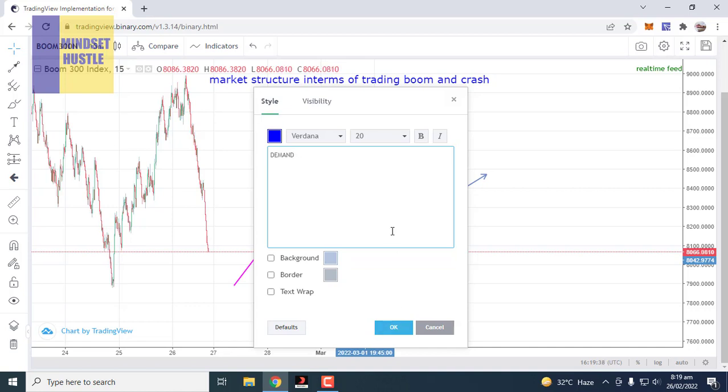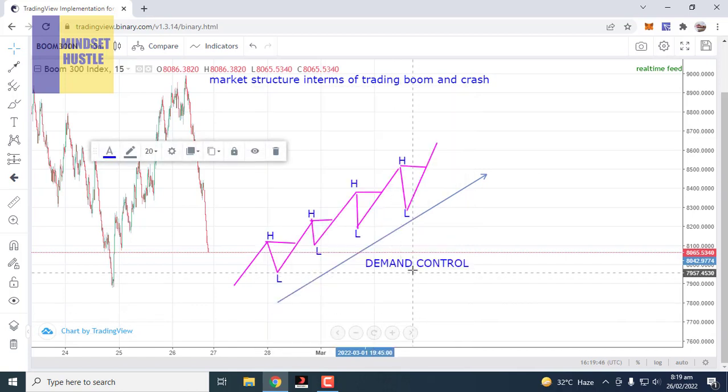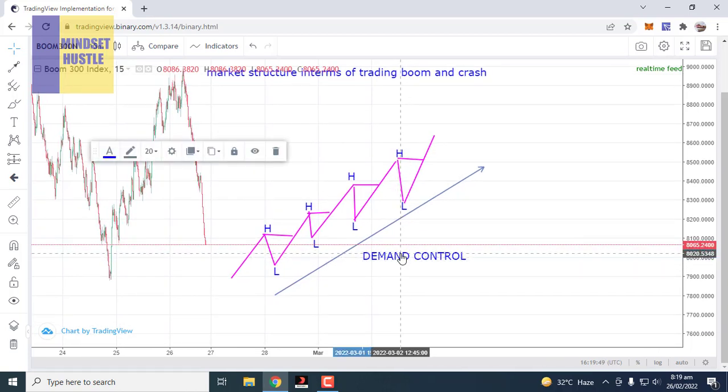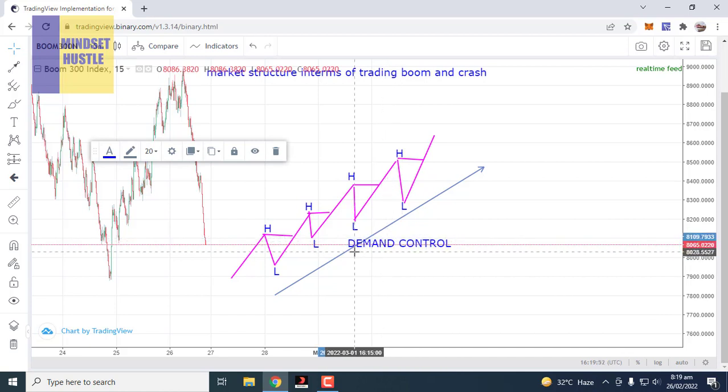So demand is in control anytime the market is in an uptrend. Here we can see that demand is in control, because we are forming a series of highs and lows in the market. Now in a downtrend it is opposite. In a downtrend, supply is in control. Why are we saying so? In a downtrend, it is the lows that are broken, and the highs are respected. But in an uptrend, the highs are broken and the lows are respected.